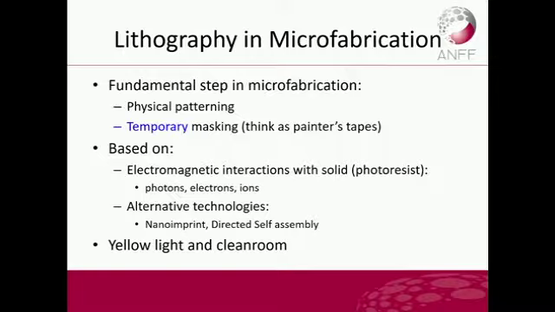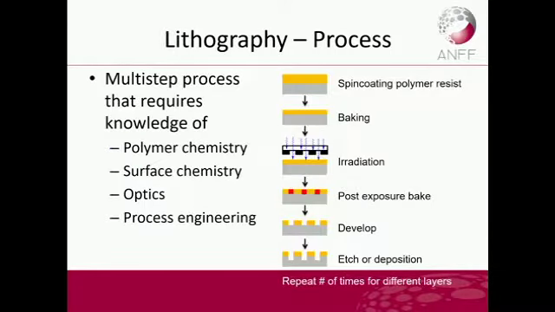And the reason why we need to use yellow light is also because the photoresist material is sensitive to the UV component of the white light. So a yellow light will help mitigate that problem. So this is just the lithography process in a nutshell.